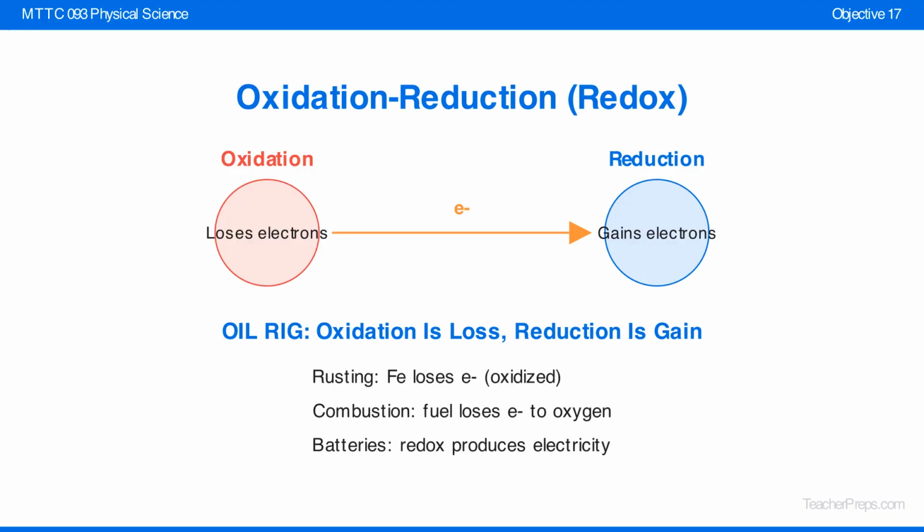Everyday examples of redox reactions include rusting, where iron reacts with oxygen to form iron oxide. Combustion, or burning, is another redox reaction. When wood burns, it is being oxidized rapidly. Tarnishing silver and batteries generating electricity are also redox processes. In batteries, a chemical redox reaction drives electrons through an external circuit, producing electrical current.